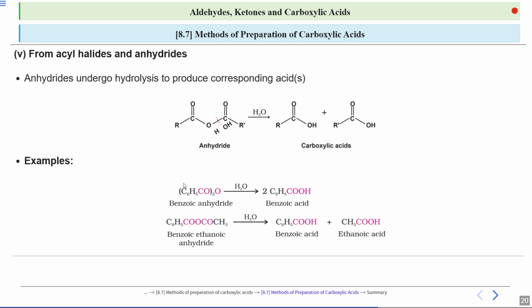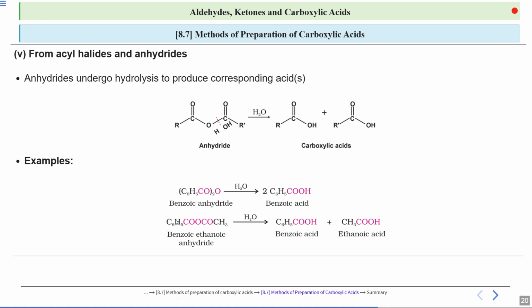If you look at this particular example, you have benzoic anhydride. When you hydrolyze it, you get two molecules of benzoic acid, which is a carboxylic acid. Similarly, here you have benzoic ethanoic anhydride. When you hydrolyze it, you get one molecule of benzoic acid and one molecule of ethanoic acid, because R and R dash are not the same over here.